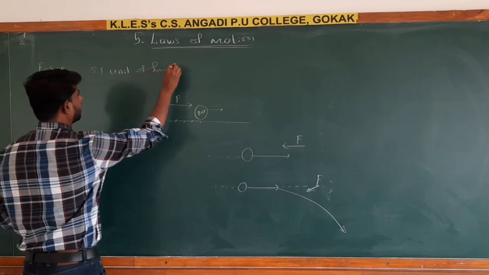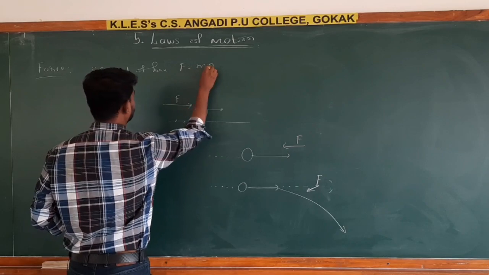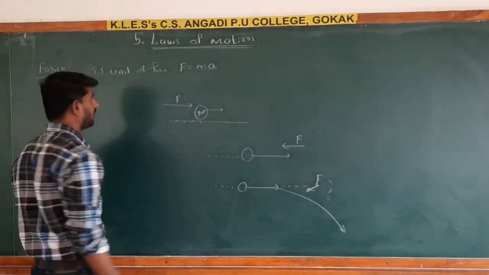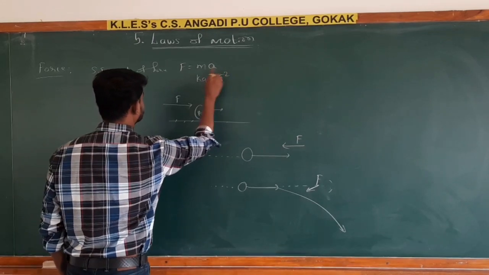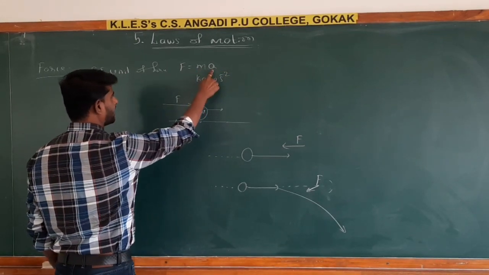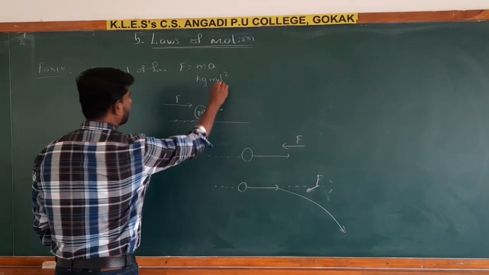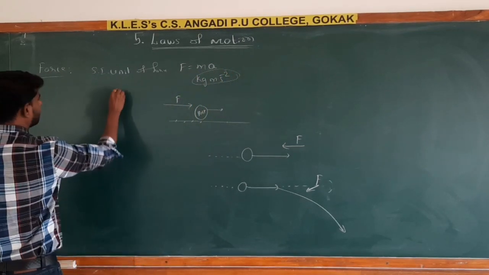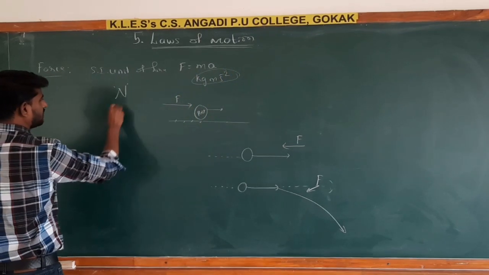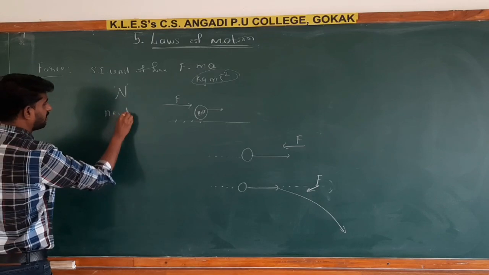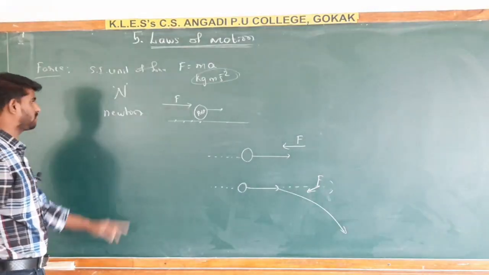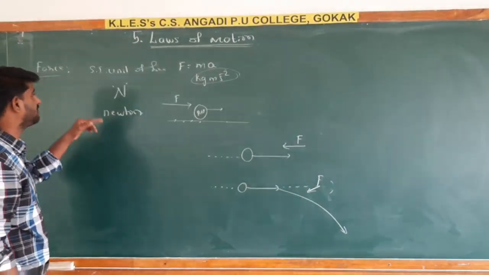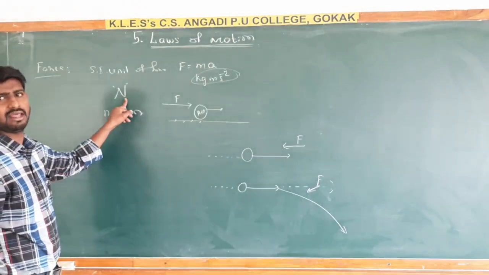Now the SI unit of force. As per Newton's second law, we can write F equals m into a. So the unit is kg meter per second square: m is mass in kg, acceleration in meter per second square. Combining these three, we give the name Newton, with the symbol N. So the SI unit of force is Newton. If you write the unit in full form, you should start with a small letter; if you write it symbolically, you should use the capital N.